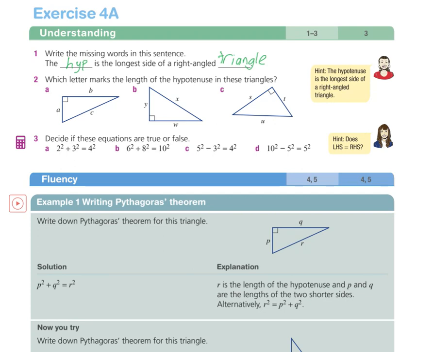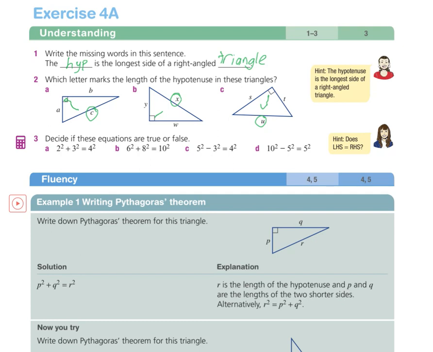Which letter marks the length of the hypotenuse in these triangles? The hypotenuse is always going to be opposite the right angle. So C, X, that direction, U.